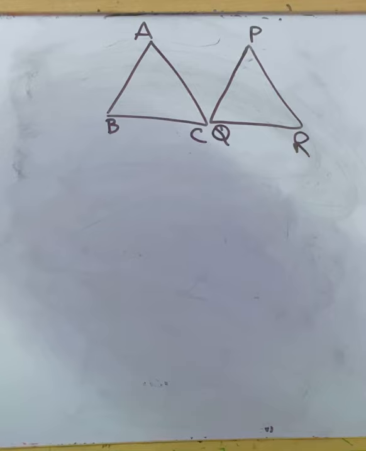If the areas of two similar triangles are equal, prove that they are congruent. So we draw two triangles, triangle ABC and triangle PQR, which are two similar triangles. It is given in the question.